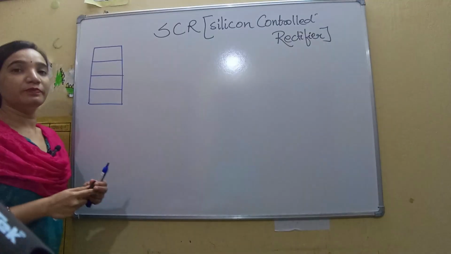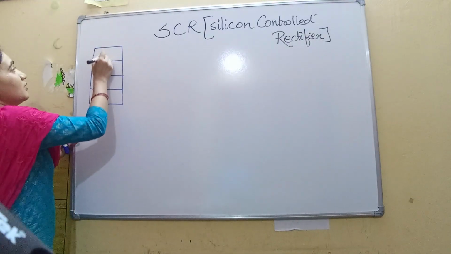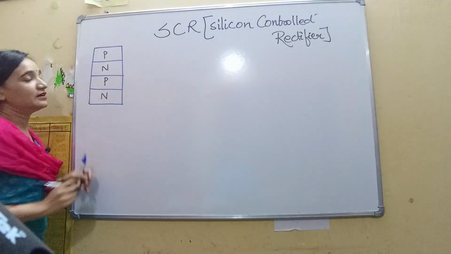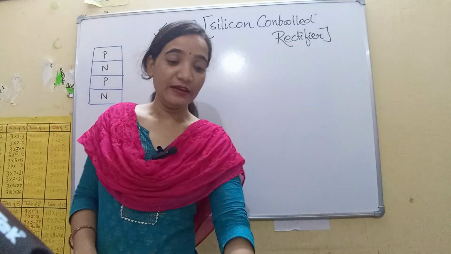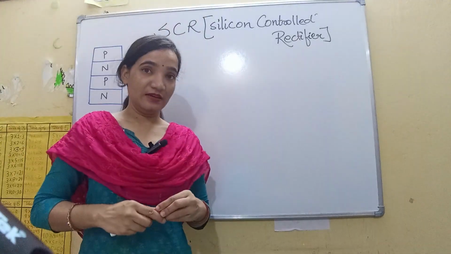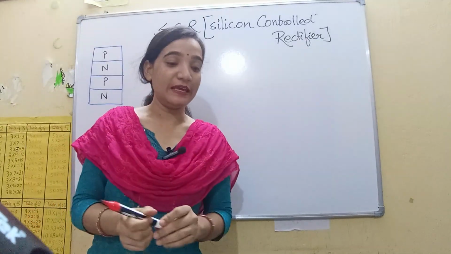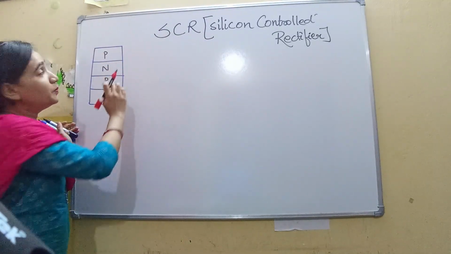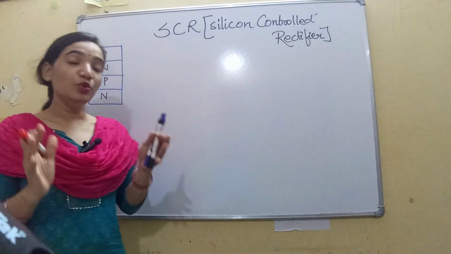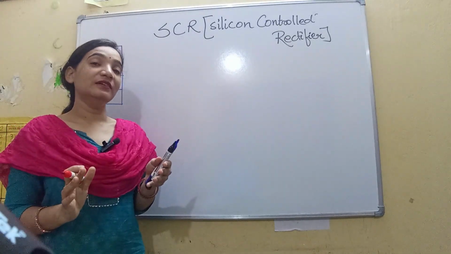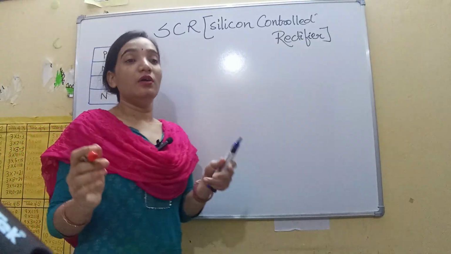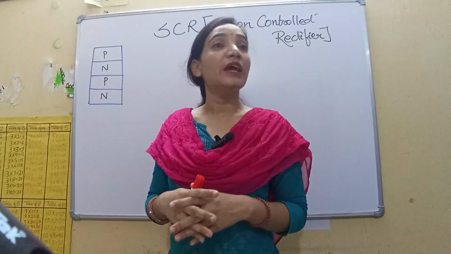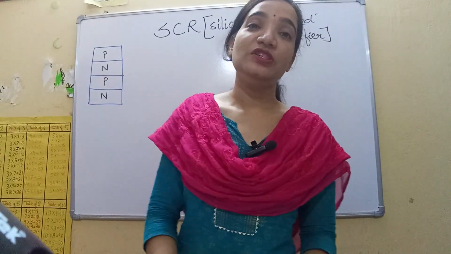What kind of semiconductor is it using? P type semiconductor and N type semiconductor. Again, P type semiconductor, N type semiconductor. We know that a diode is a PN junction diode, right? It is made with P and N type semiconductor. Here we are taking two, PN and PN, so four layers of semiconductor element.